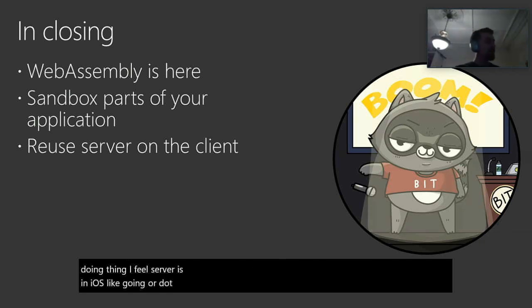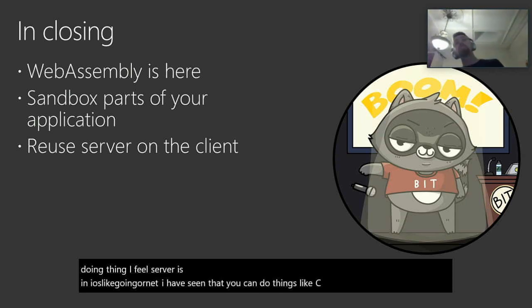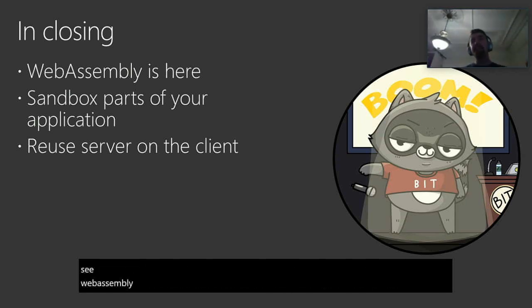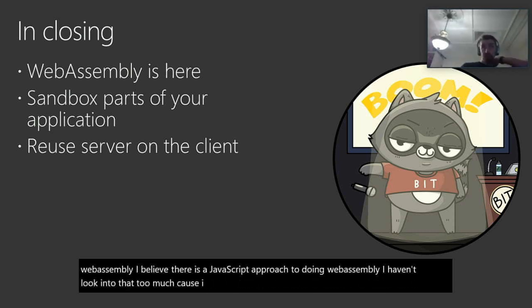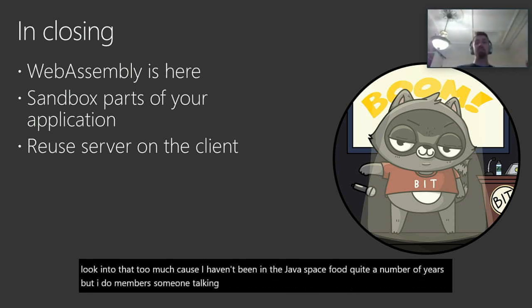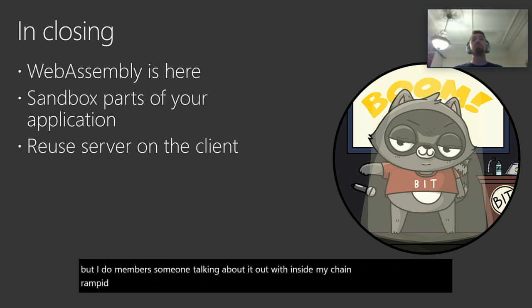I have seen that you can do things like CPython, so compiling Python to C to WebAssembly, and I believe there is a JavaScript approach to doing WebAssembly. I haven't looked into that too much because I haven't been in the Java space for quite a number of years, but I do remember someone talking about it inside of my team. But yeah, that's definitely a good other use case for it.